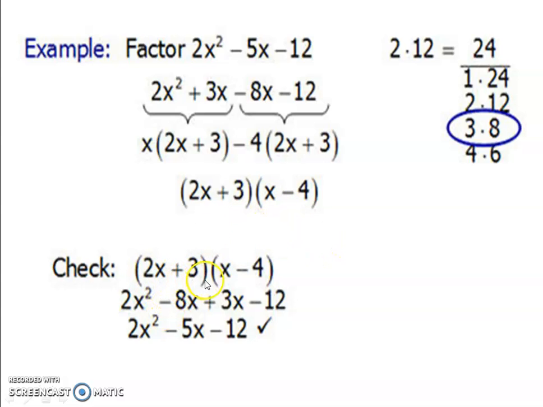If we take (a + b) into (c + d), 2x into x is 2x², 2x into −4 is −8x, 3 into x is 3x, and 3 into −4 is −12. So we have 2x² the same, −8x + 3x gives exactly −5x, and −12. So both the factors are right.